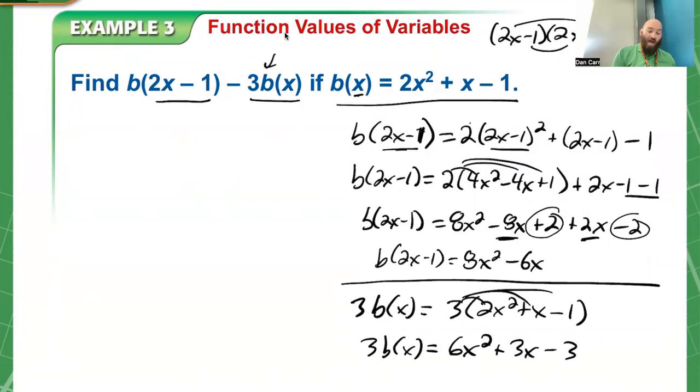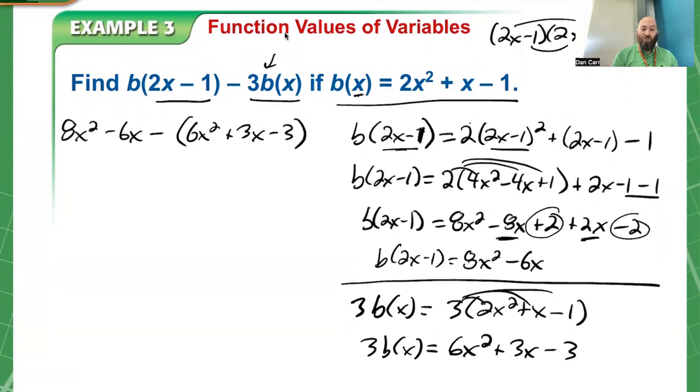All right, so now if I want to find this, we have these two individually. We're just going to subtract them. Just make sure you're careful when you subtract the 3b of x though. So b of 2x minus 1, remember that is going to be 8x squared minus 6x. Then you're going to subtract the entire 3b of x, which is going to be 6x squared plus 3x minus 3.